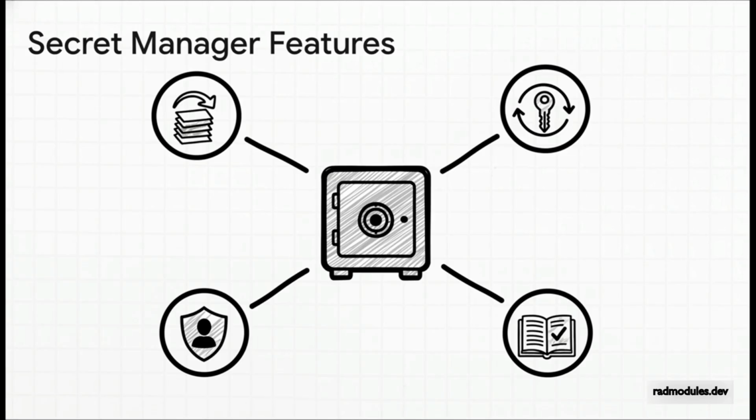You can version your secrets, which is amazing for rollbacks. You can even set up automated rotation, so your passwords change on a schedule without you lifting a finger. This is the kind of stuff that modern applications, like those running on Cloud Run, are built to use, pulling secrets securely when they start up.